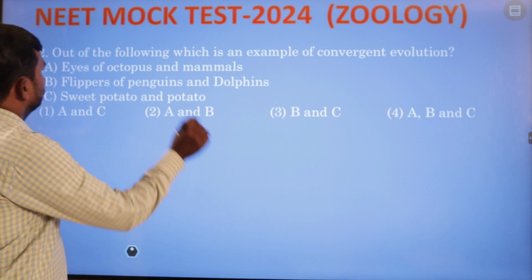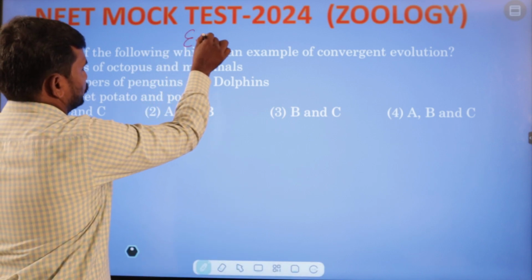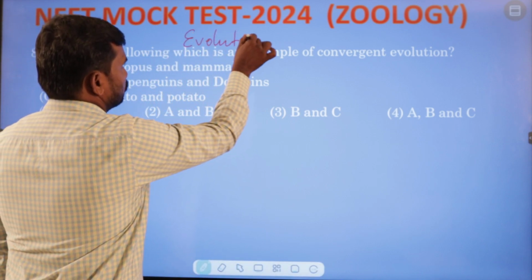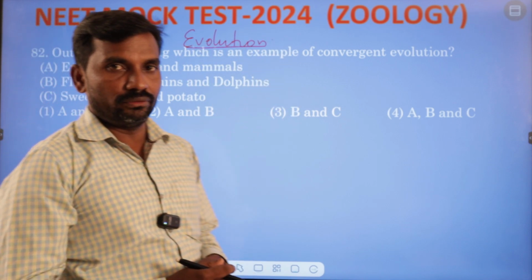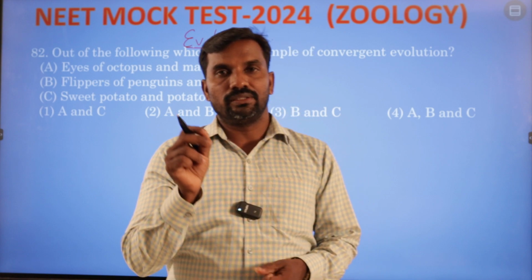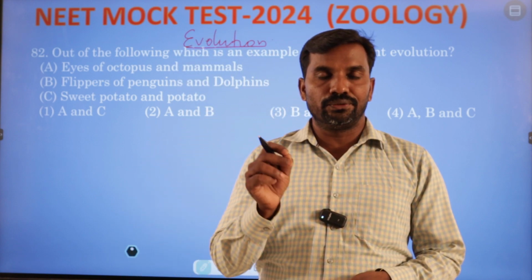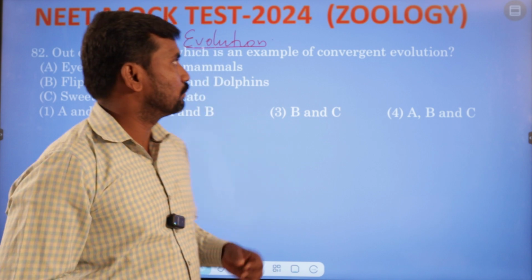Question number 82. The questions come from evolution. So we need to give more importance to the genetics and evolution units. Biology for 12th, the biotechnology unit and the genetics and evolution unit are very important.